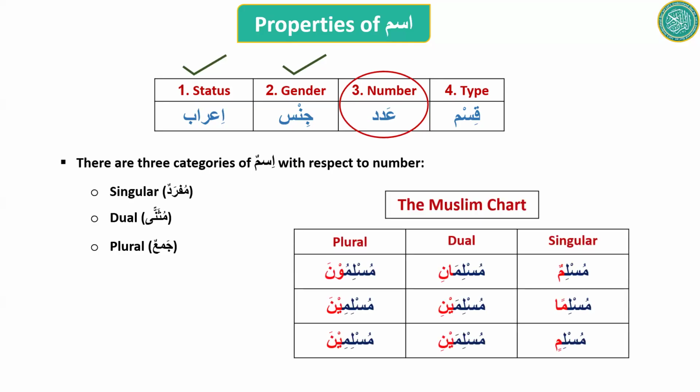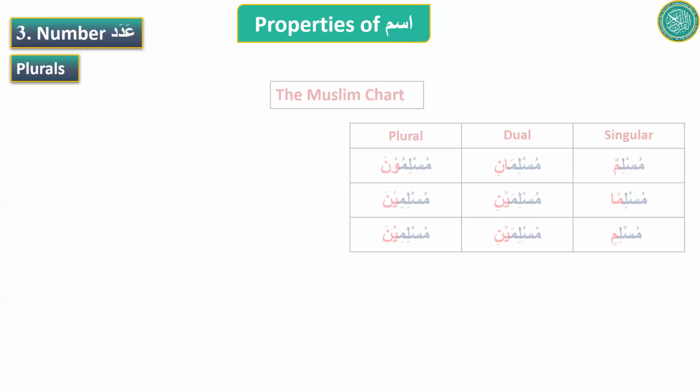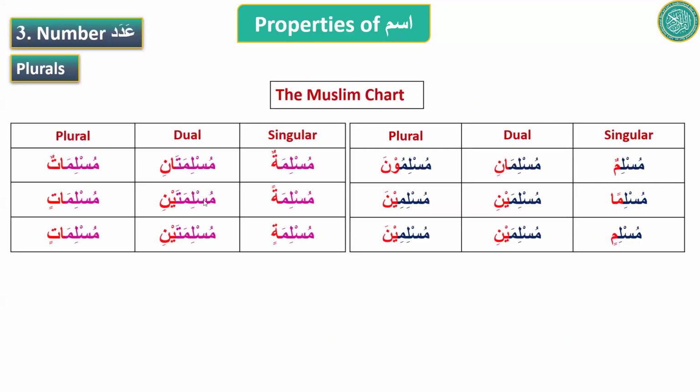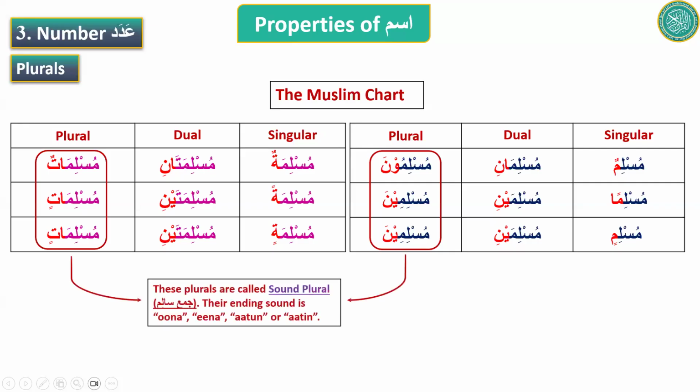So the plurals included in the Muslim chart are sound plurals. You see, I have the masculine Muslim chart and the feminine Muslim chart side by side, and the plural in both of them is a sound plural. How do you know? If the ending sound is una, ina, or atun, atin, then you say it is a sound plural.